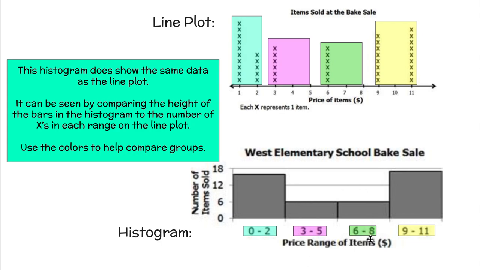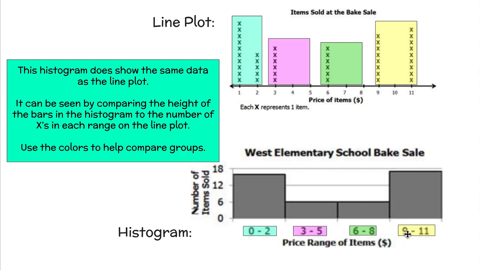We verify for the green category from $6 to $8 items. So above 6, there were 6 items, above 7, there were 0, and above 8, there were 0. So our total number of items there was 6 X's, or 6 items, and so that does match the bar on our histogram for the green section. And then we just double check that our last bar matches because so far everything looks good.